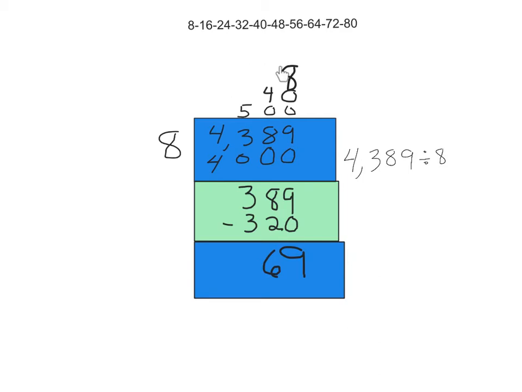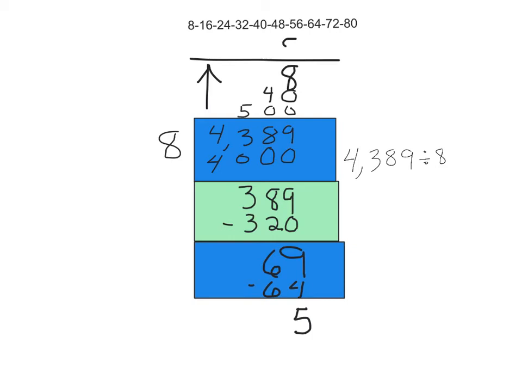And then 8 times 8 will give me 64. And then 9 minus 4 is going to give me 5. And 5 is smaller than the 8 here. So that's going to be my remainder. So all I have to do now is add this up, and I am done.